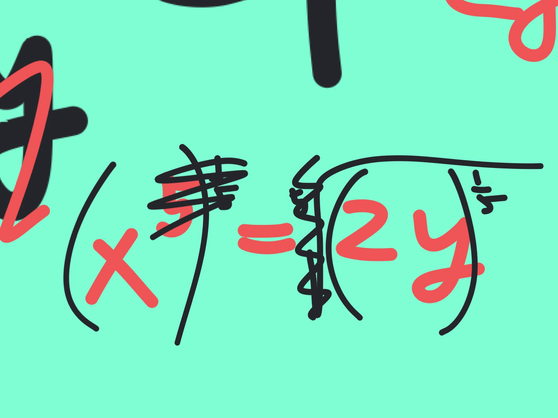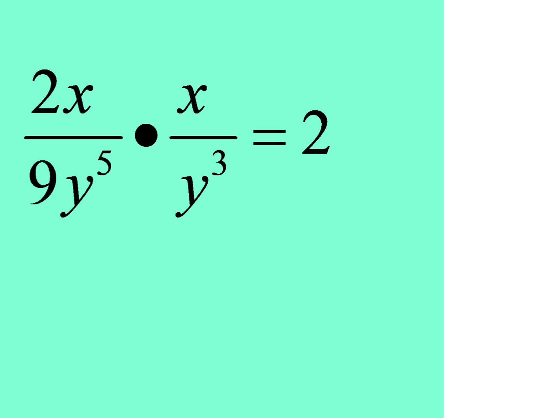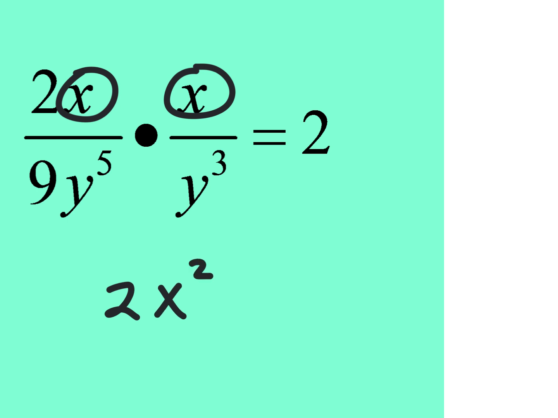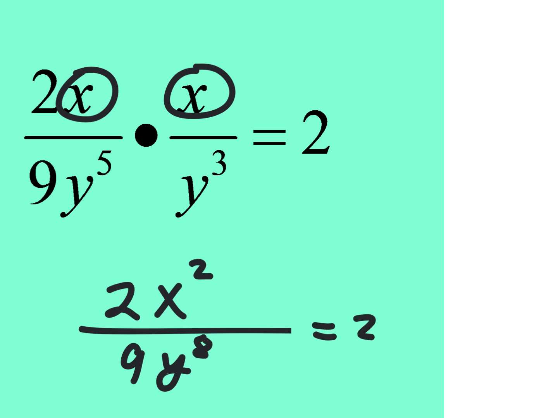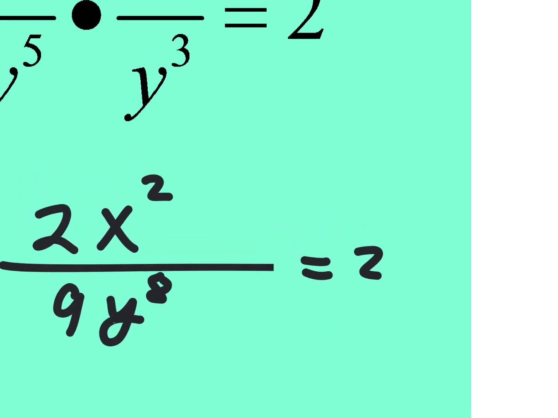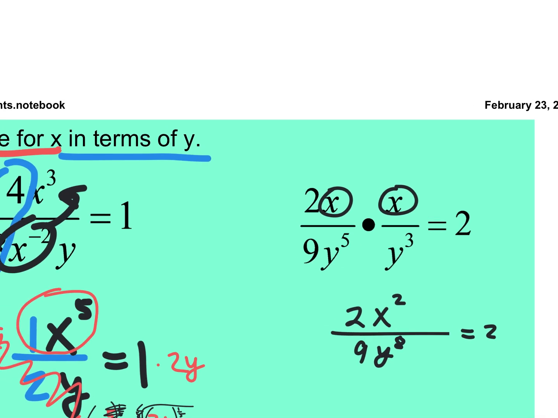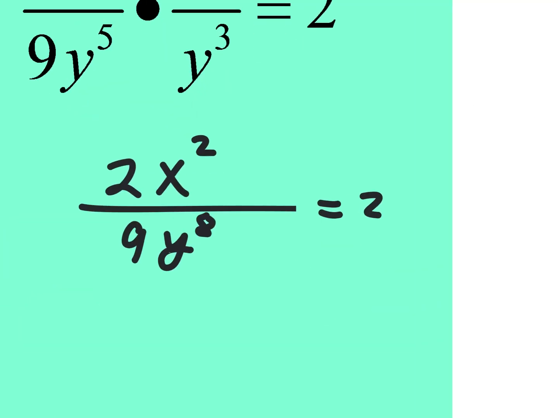All right, how about this one? Well, 2 and the 9 don't reduce this time. But the x's can go together, and that makes x squared, so 2x squared is good. And the y's on the bottom can go together, so 9y to the 8th equals 2. These can be overwhelming. We're trying to solve for x. We want x alone. That's the thing you want alone. So the first step would be to times both sides by 9y to the 8th.